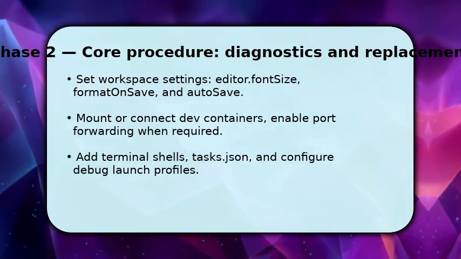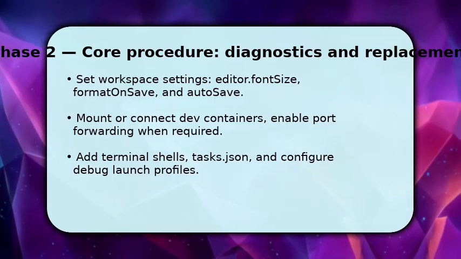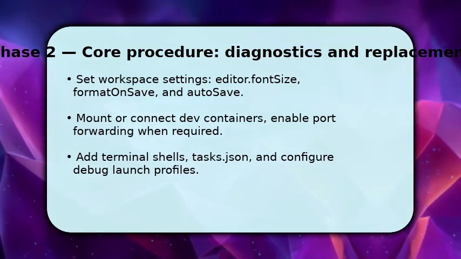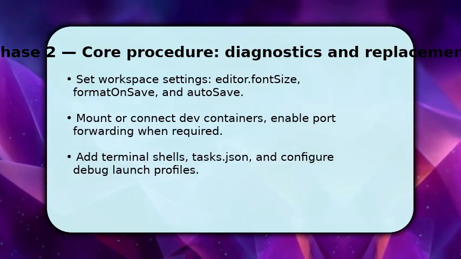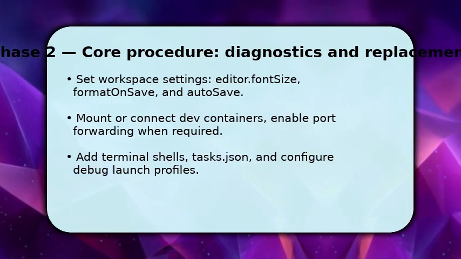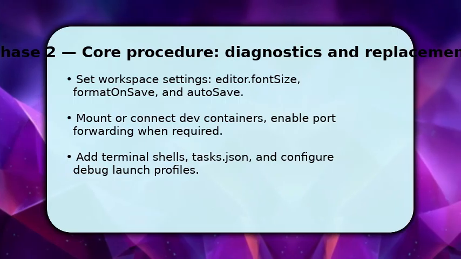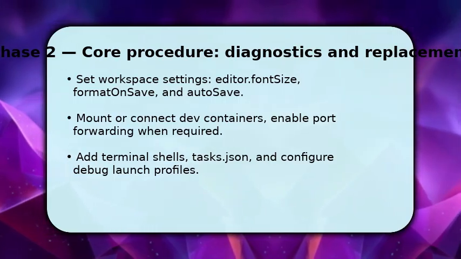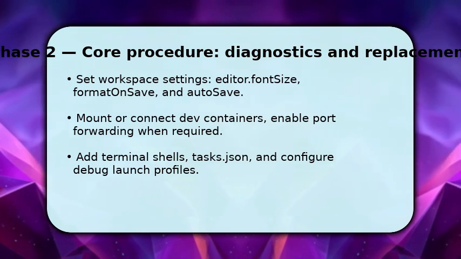Next, mount a dev container or connect to a remote environment if your project needs specific tooling. Enable port forwarding so web services are reachable. Add integrated terminals, create tasks, JSON for build steps, and configure debug launch profiles so you can run and inspect code easily. This detailed setup reduces friction during development and keeps environments reproducible.